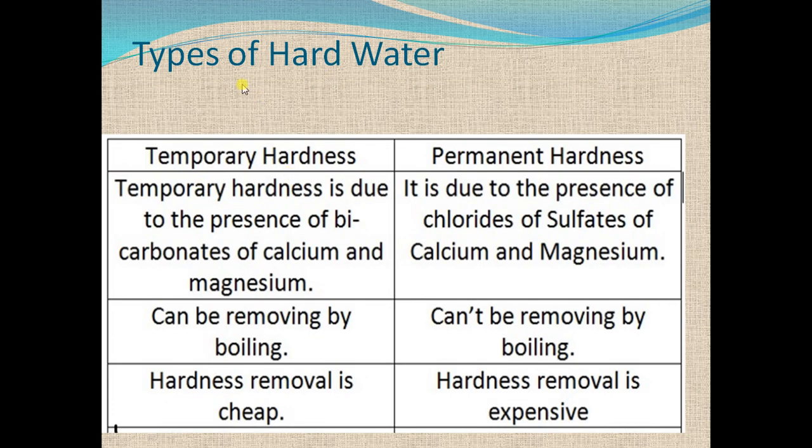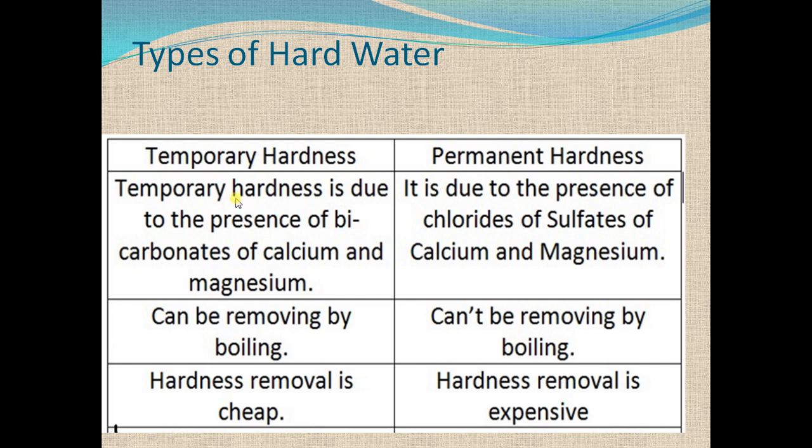There are two kinds of hard water: temporary hardness and permanent hardness. Temporary hardness is due to the presence of bicarbonates of calcium and magnesium, meaning calcium carbonate and magnesium carbonate. And permanent hardness is due to the presence of chlorides and sulfates of calcium and magnesium.